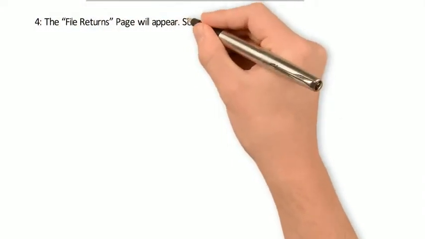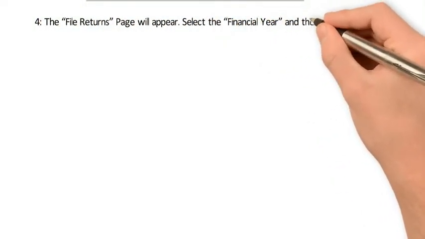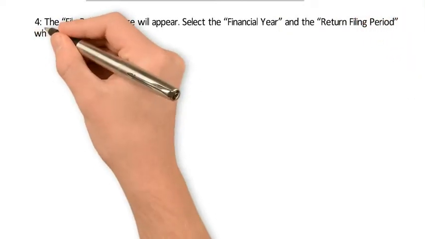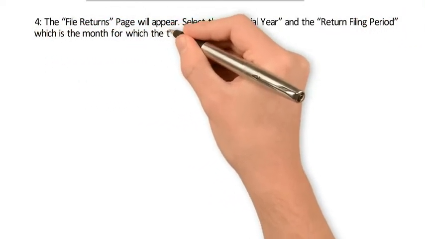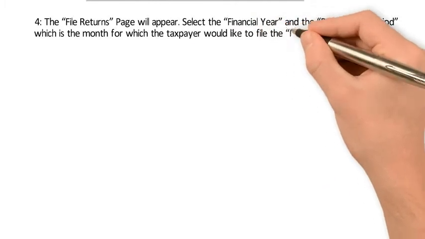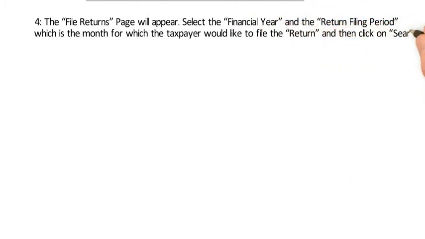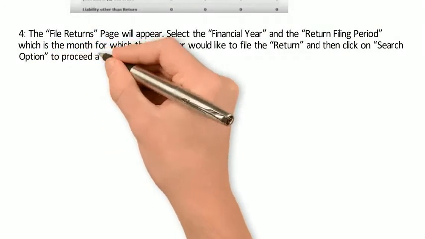4. The File Returns page will appear. Select the financial year and the return filing period, which is the month for which the taxpayer would like to file the return, and then click on the Search option to proceed accordingly.